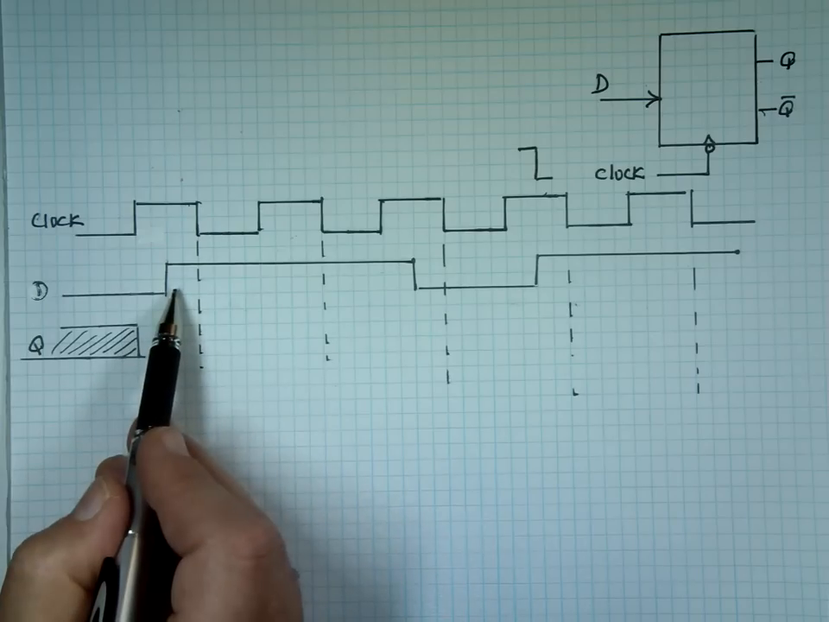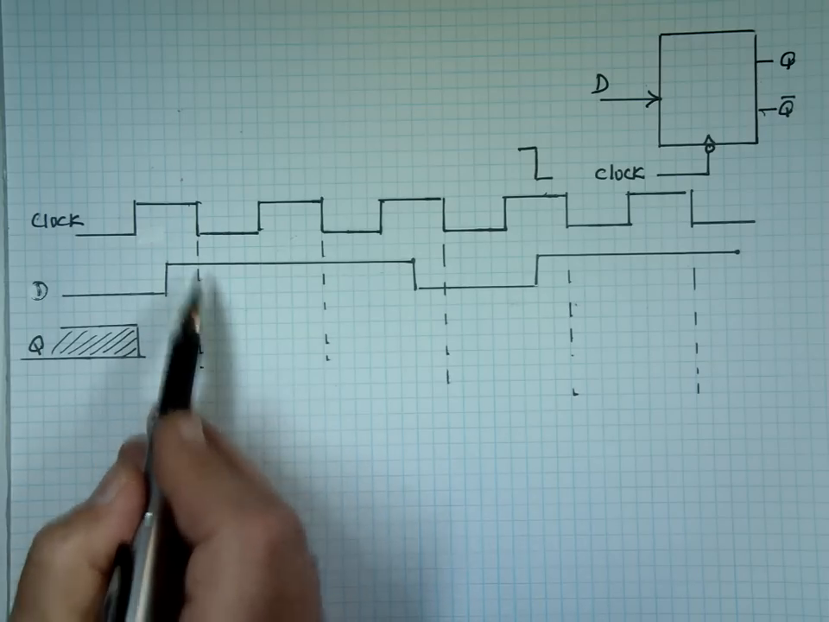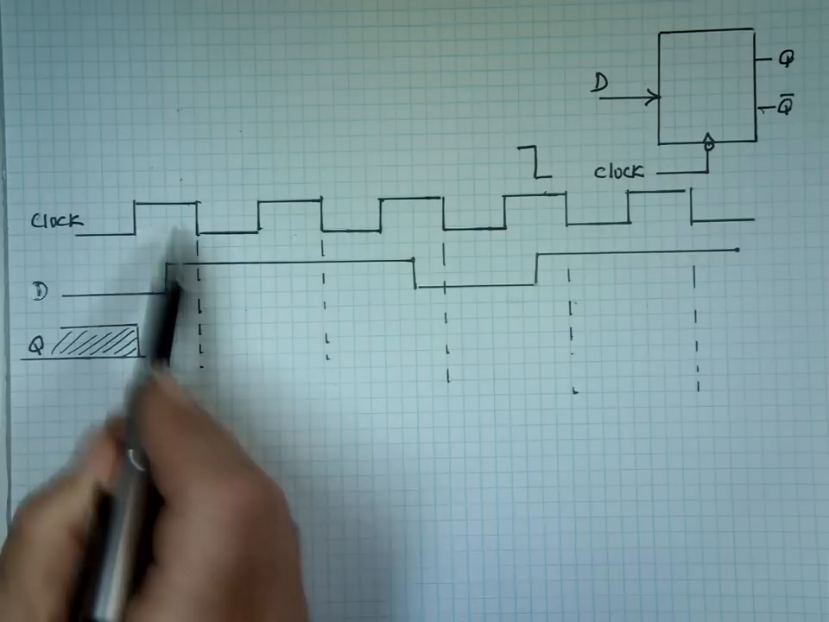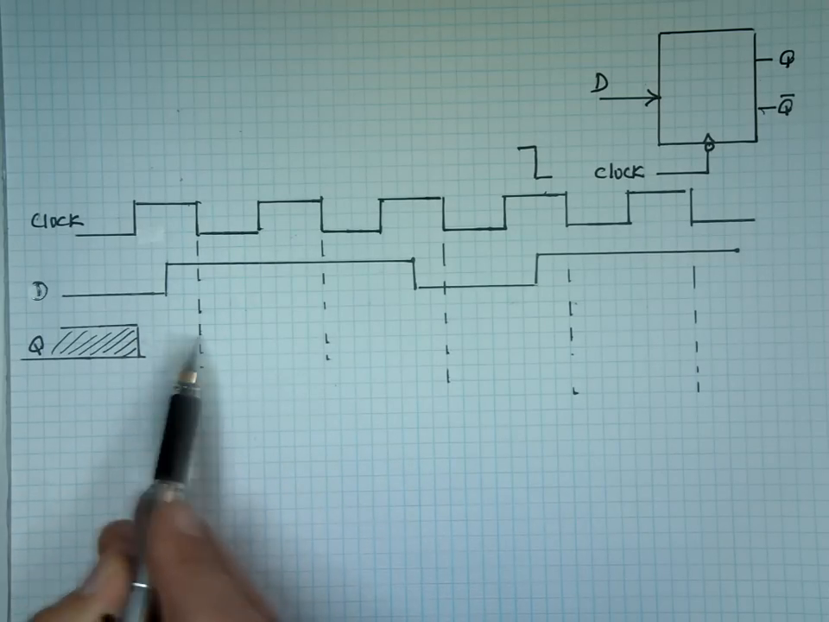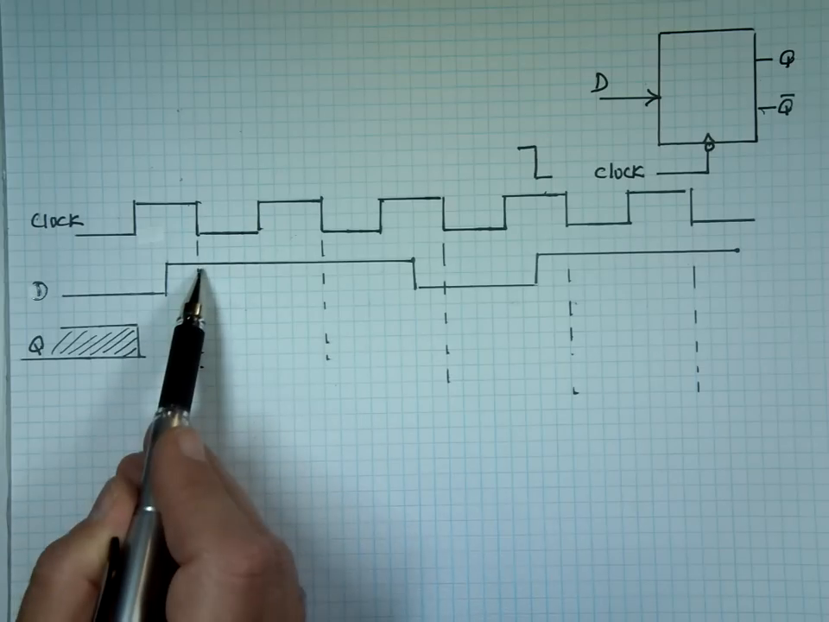Because this one only looks at it when the clock goes from high to low. Only looks at it right here. So this will stay whatever it was till we hit this time. Then what do we see here? D is 1, so we'll go to 1.